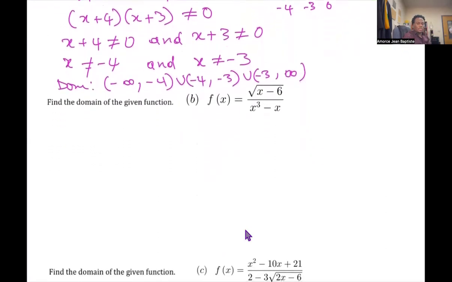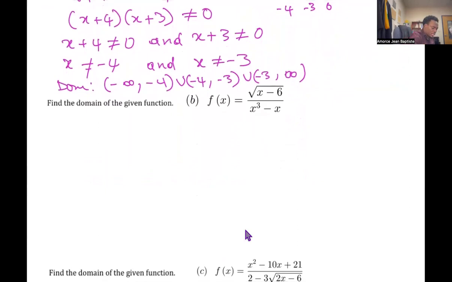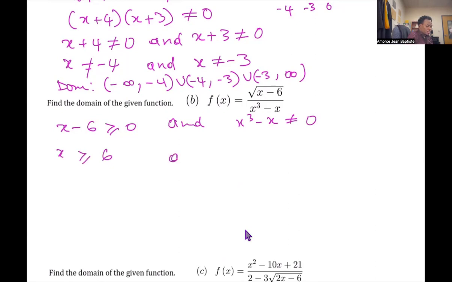Next example here, we have a radical on top and a denominator, so we're going to need to create two conditions. The expression inside of the radical can be 0, but cannot be less than 0. It should be greater or equal to 0. And we also don't want the bottom to be 0. So x cubed minus x, we don't want it to be 0. So for this one, x should be greater or equal to 6. And then we want x times x squared minus 1 to be not 0.